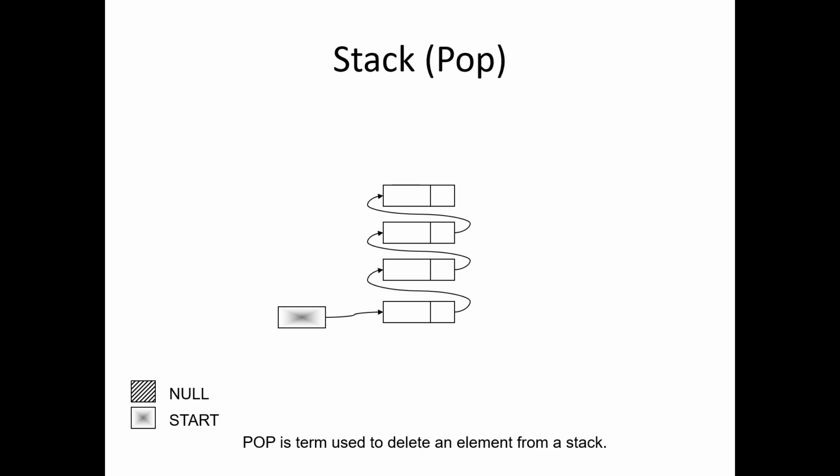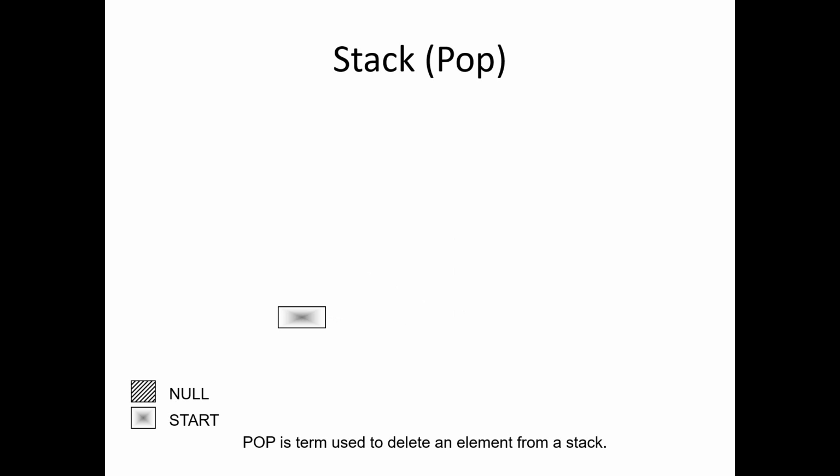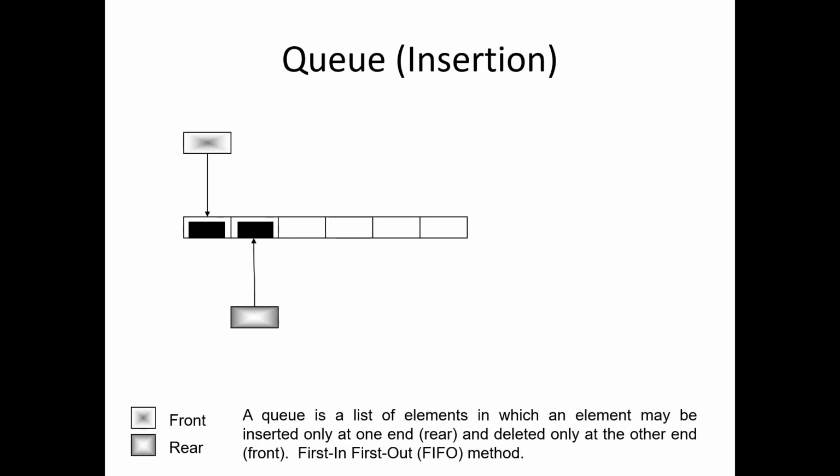Similarly, deletion from a stack is termed as pop. So this particular animation is telling you about the pop, where the link part of the second last node becomes null and the nodes keep on terminating or exiting. So these are some small animations on push and pop. Then we have the concept of queue.